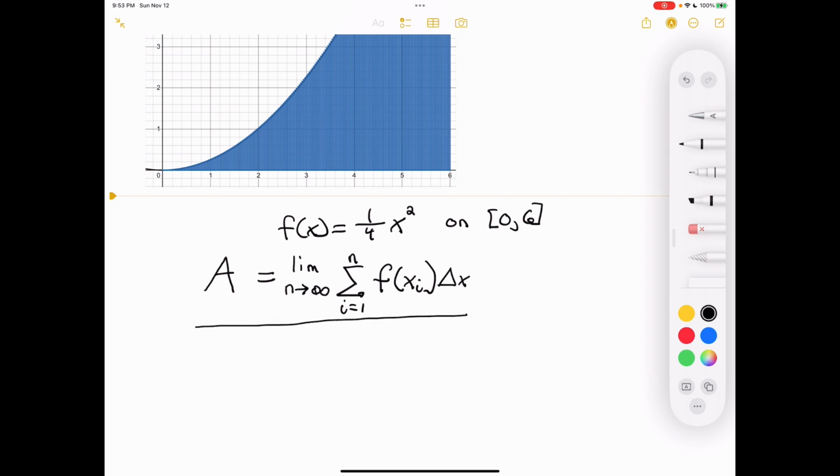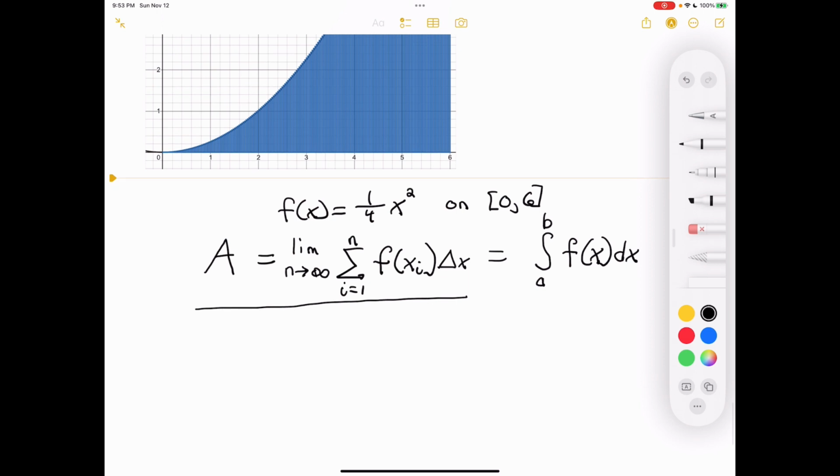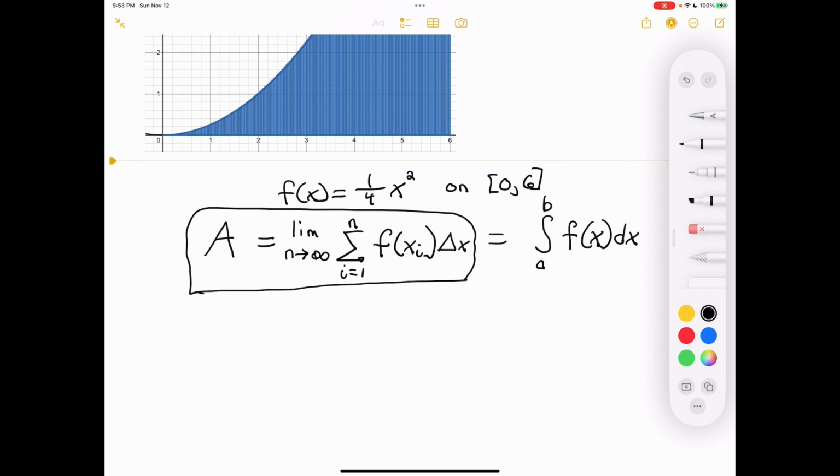And it also turns out that this is equal to the definite integral from a to b of f of x dx. So what we're going to do using this Riemann sum formula, we're not going to assign a specific value to n like we did in part 1 when we picked n equals 6. We're just going to leave it as a variable and see what happens as we let n increase without bound.